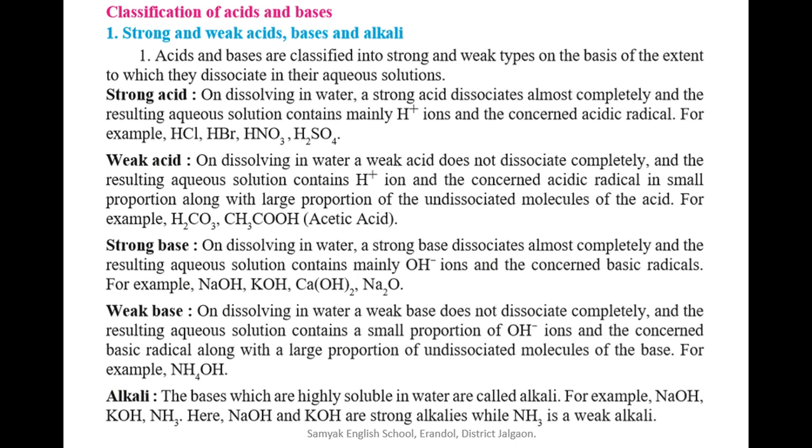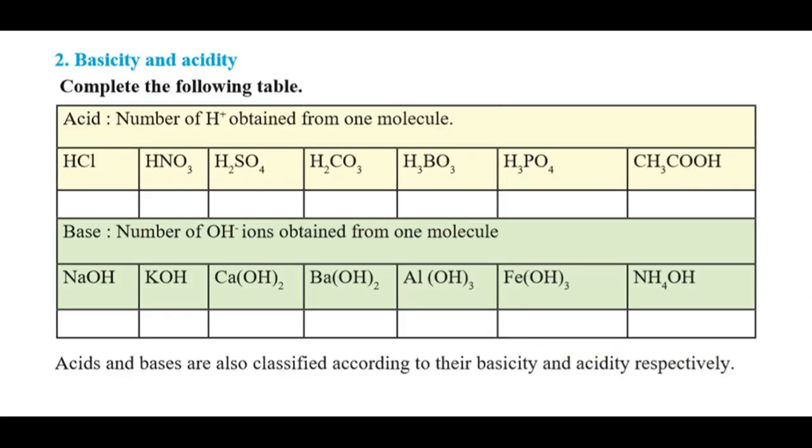Alkali is also a category of base. The bases which are highly soluble in water are called alkali. For example, sodium hydroxide, potassium hydroxide, ammonia. Here, sodium hydroxide and potassium hydroxide are strong alkalis. Ammonia is a weak alkali. So the alkali definition is: the bases which are highly soluble in water are called alkali. Alkalis are basically bases. The second method of classification of acids and bases is basicity and acidity.